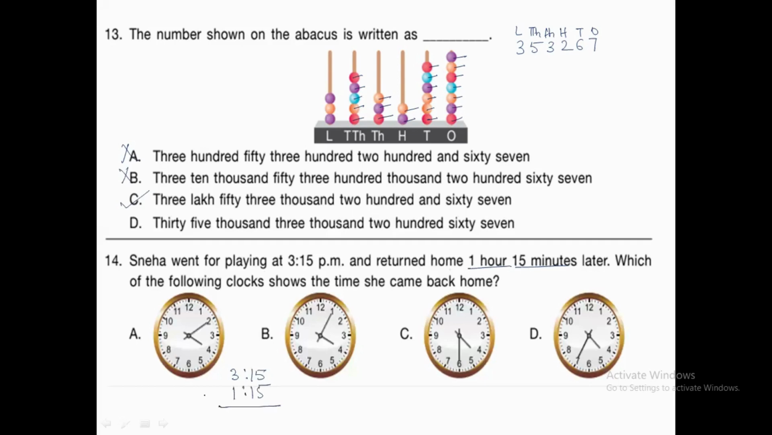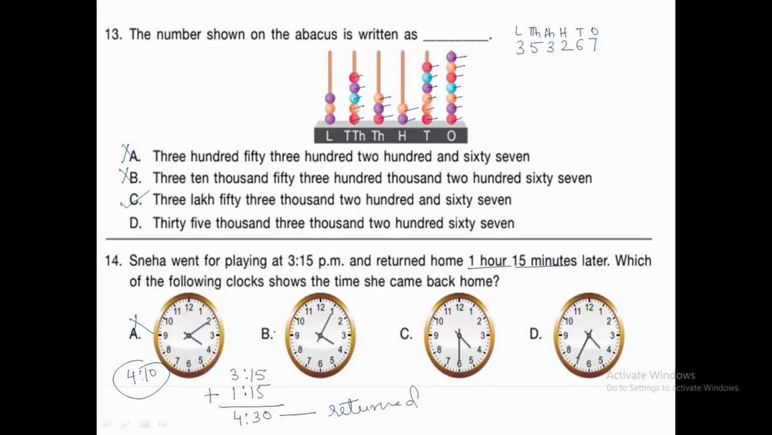When we add 1 hour 15 minutes to 3:15, what are we getting? 5 plus 5, 0. Carry over 1, 1 plus 1, 2 plus 1, 3, 3 plus 1, 4. So she returned home at 4:30 p.m. Now the question is asking which clock shows the time that she came back home. In the first clock, it is showing 4:10, so that cannot be a correct answer. That's why option A is not correct.